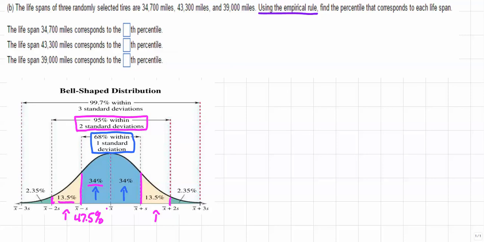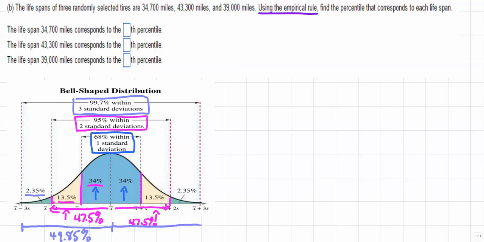And that's going to be to the left of the mean, and it's also going to be to the right of the mean. And then finally, we'll look at this last piece, which says 99.7% of the data fall within three standard deviations, which means that we will add 2.35% to the 47.5%, and on this far side from here to the mean, that means that 49.85% of the data falls three standard deviations to the left of the mean, and the same thing is going to happen to the right of the mean.